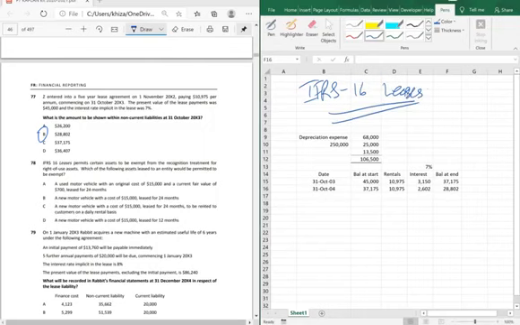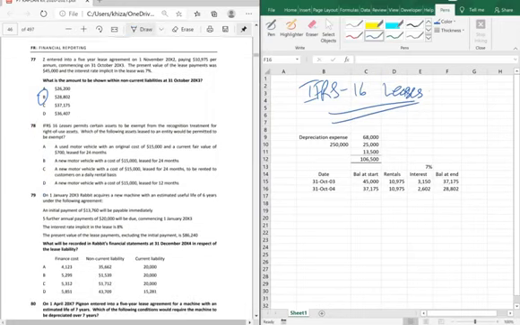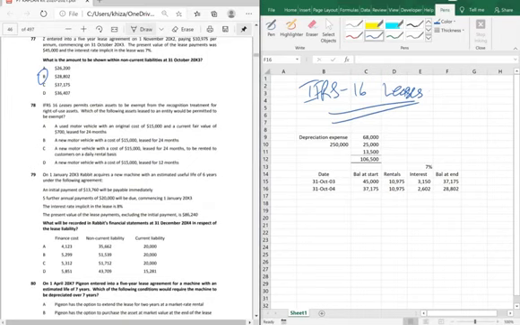Next up. Question number 78. IFRS 16 leases permits certain assets to be exempt from the recognition treatment for right of use assets. There are two types of assets, two types of transactions. Which of the following assets leased to an entity would be permitted to be exempt? So it's a lease of 12 months or less, and the second one is a lease of an immaterial, insignificant amount, a low value asset.